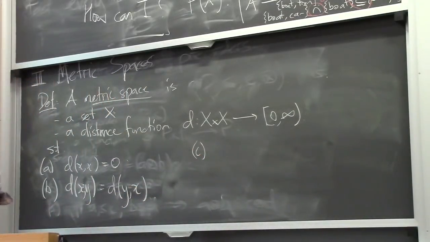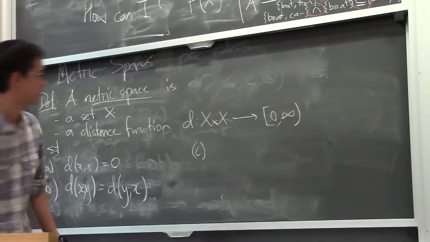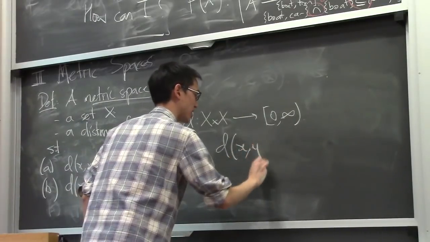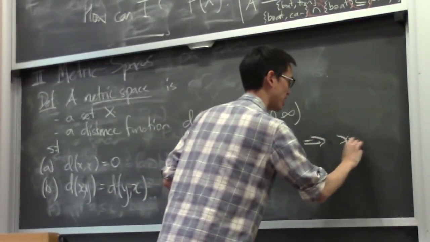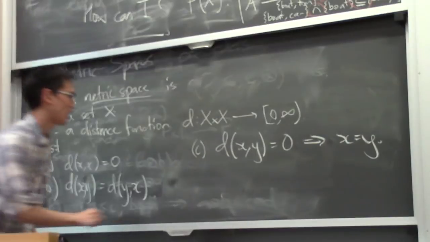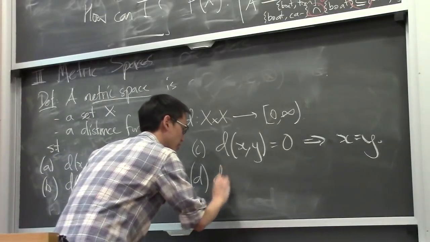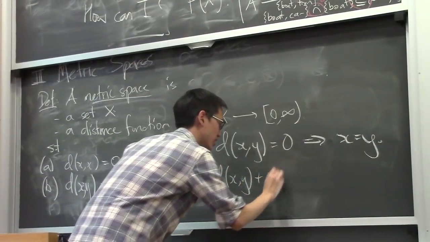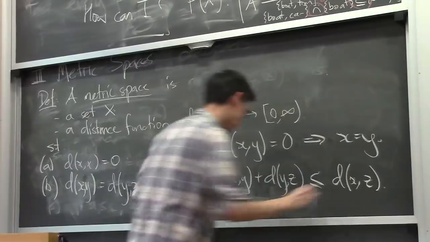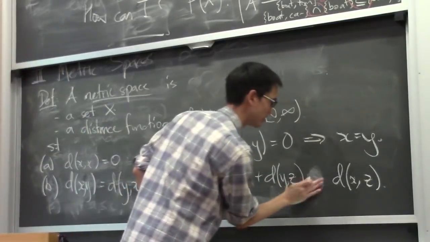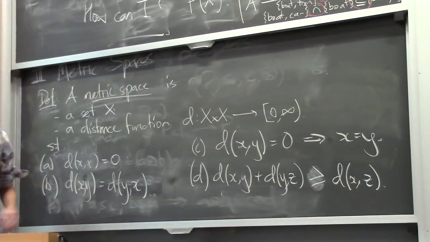The third is that if the distance from x to y is zero, so if there's no distance between them, then x is equal to y. And fourth is this idea here, known as the triangle inequality, which says that the distance from x to y plus the distance from y to z has to be less than the distance from x to z. Greater than? Oh, sorry, greater than, yes, thank you. So that is 4 plus 3 is greater than 7, is what we see up there.